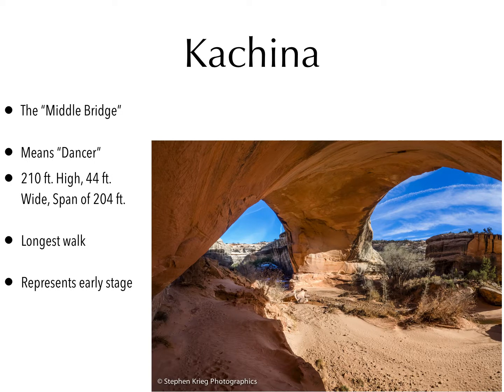The next bridge we're going to talk about is Kachina. Kachina is also known as the Middle Bridge, and the name itself means dancer. It is 210 feet high, 44 feet wide, and has a span of 204 feet. This has the longest hike of all three of them.